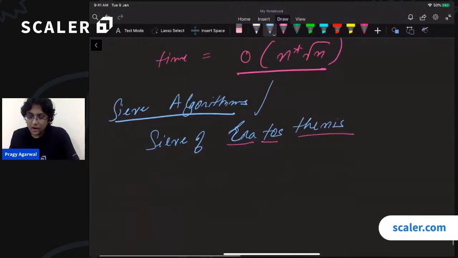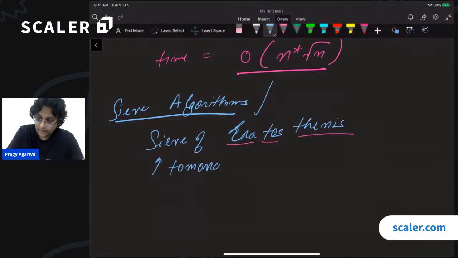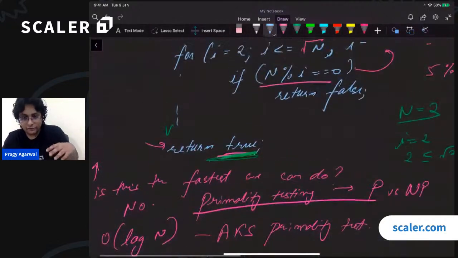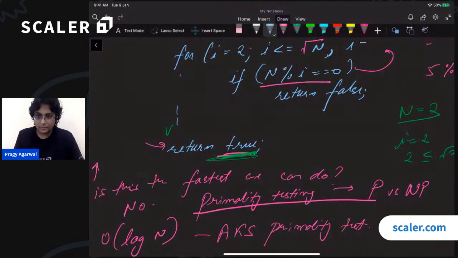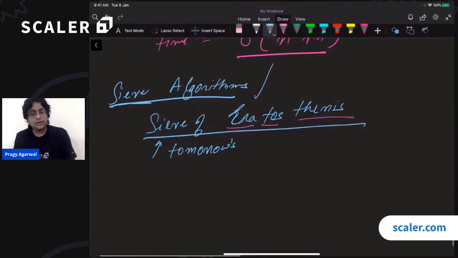Now, let us just see how much time we have. We are already at 7:18. So let me not continue the sieve of Eratosthenes today. Let us continue this in tomorrow's class. We are going to keep today's class simple enough because you will have a lot of practice problems that you can go and try. We will talk about this sieve algorithm tomorrow.